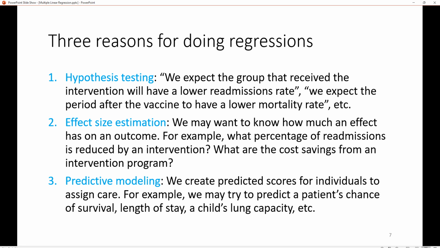And the third reason for doing a regression would be predictive modeling. We create predicted scores for individuals to assign care. For example, we may want to predict a patient's chance of survival, length of stay, or a child's lung capacity, and so on.